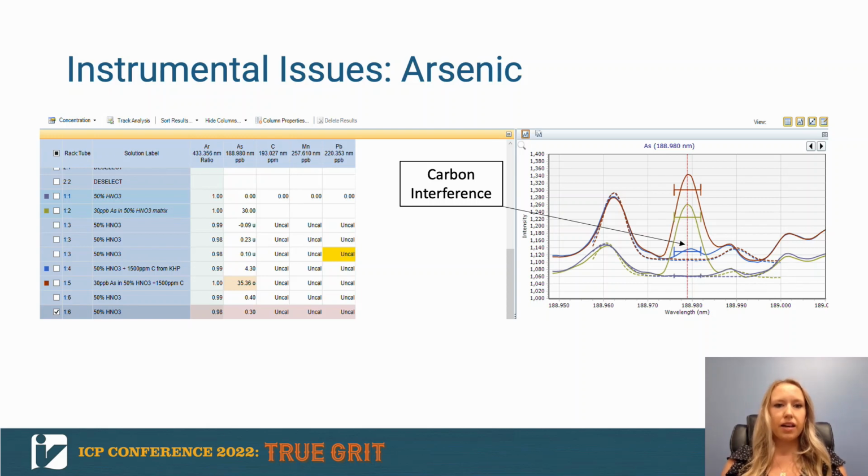We first ran an acid blank and a 30 ppb arsenic standard, followed by the identical blank and standard with 1500 ppm carbon spiked into the matrix. As you can see, the acid blank with the carbon spike is reading as approximately 4.3 ppb arsenic, and the 30 ppb arsenic standard with the carbon spike is reading approximately 5.4 ppb high. This high bias was only observed on the 189 nanometer wavelength and no other arsenic wavelengths, so we were able to conclude that the high bias we were seeing was a spectral interference from the carbon. We then spiked all of our standards with 1500 ppm carbon to properly matrix match our samples and account for this interference.